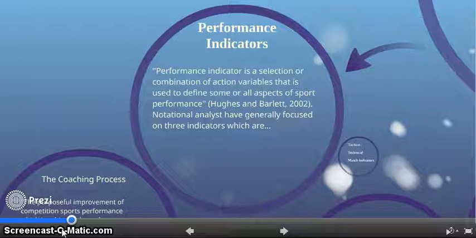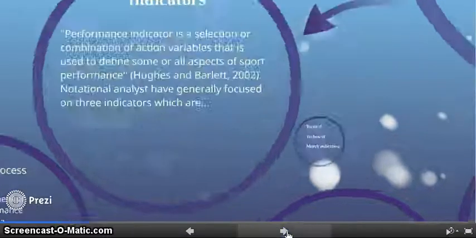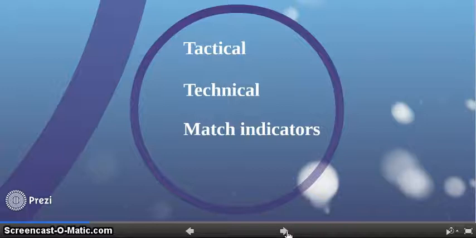There are some basic indicators that could be something like shots on and off the target, while having more detail like having possession in a certain area of the court, or the key, or using the post. Notation analysis has generally focused on three main indicators, which are tactical, technical, and match indicators.